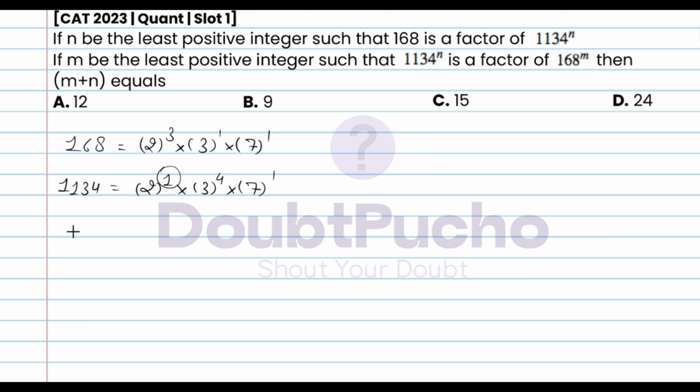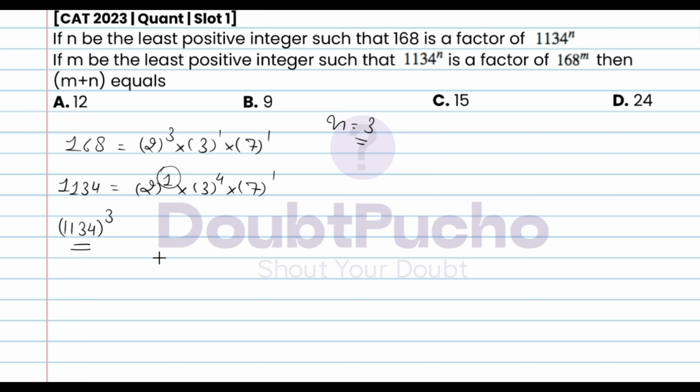यानी इससे हमें समझ में आया कि 1134 की पावर अगर हम 3 लेंगे तब हम ये कह पाएंगे कि 168 जो है वो 1134 की पावर 3 का एक फैक्टर है, राइट. तो यहां से हमारी n की वैल्यू निकल के आ जाती है 3. Now to find out the value of m, first let's define what m is.